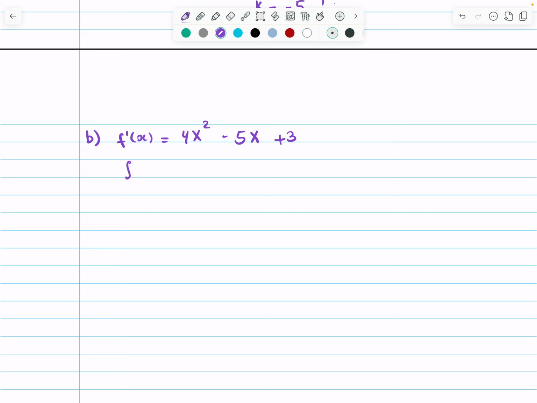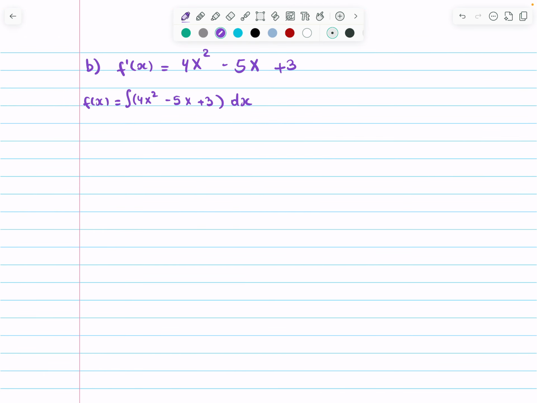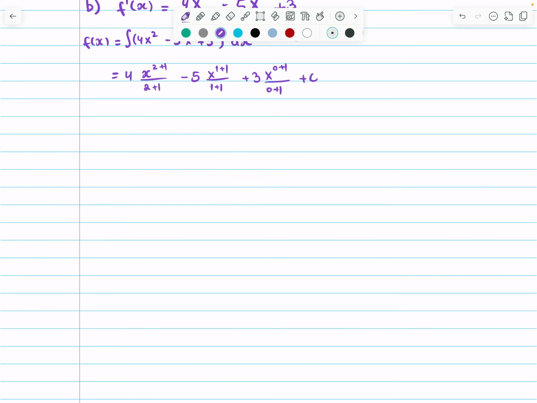So first thing that you need to do, you need to take the integral of this, to get the function itself. If I take the integral of this, that will give me the function, but there will be a little problem here, you're going to see in a minute. So taking the integral is like 4x to the power of 2 plus 1 divided by 2 plus 1, minus 5x to the power of 1 plus 1 divided by 1 plus 1, plus 3x to the power of 0 plus 1 divided by 0 plus 1, and the plus 3. That's the problem. We don't know what constant it is, but we probably can find it.